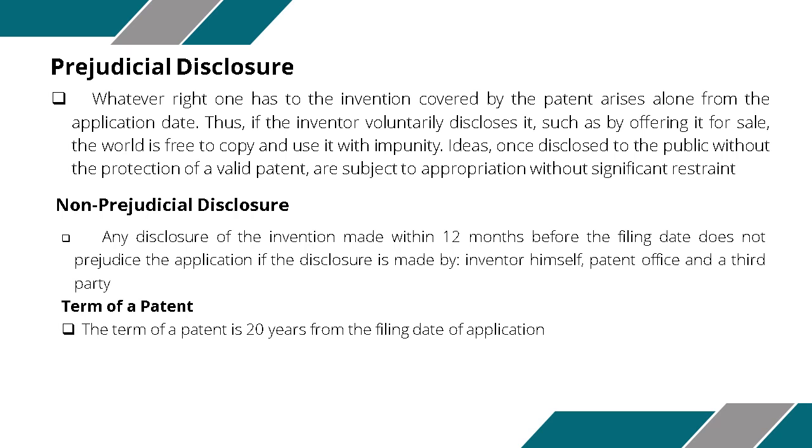Non-prejudicial disclosure. Any disclosure of the invention made within 12 months from the filing date does not prejudice the application if the disclosure is made by the inventor himself, the patent office, or a third party. Now, what is the term of patent? The term of patent is 20 years from the filing date of the application.